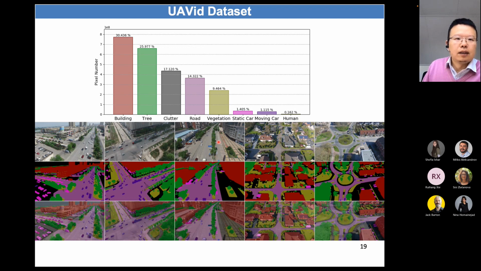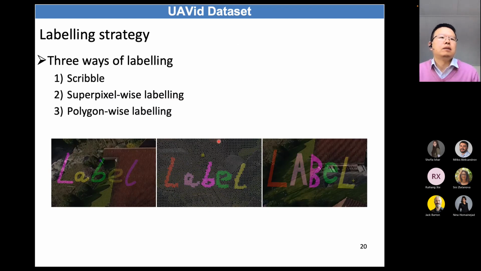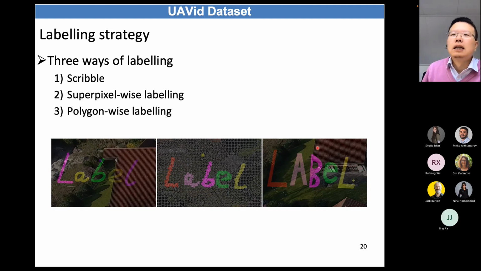Okay. And we developed what we call three ways of labeling. One is using the scribble, where you basically scribble and then give the label. Secondly, it's called superpixel-wise labeling. So basically, we do unsupervised superpixel segmentation, and then you click on a superpixel and give the label. Another one is kind of conventional: you give a polygon and then give a label to that. For example, this is a building. So these are different ways of labeling.